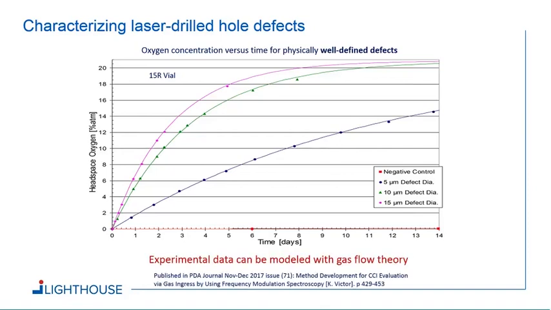And what was nice about this is that you can model this experimental data with gas flow theory. So I mentioned this at the beginning, and the solid lines are actually the results of some model calculations that were used, which take into account the volume of the container, the size of the defect, and the initial headspace conditions. And so that becomes a very powerful tool when you're trying to define an optimum CCI test method, and we'll see an example of that later on.